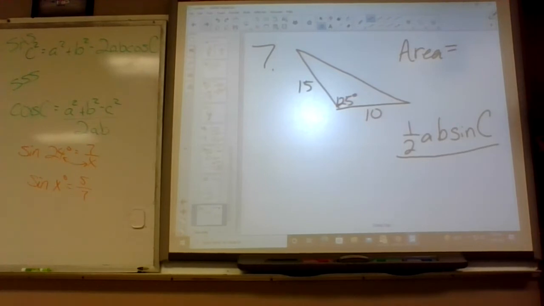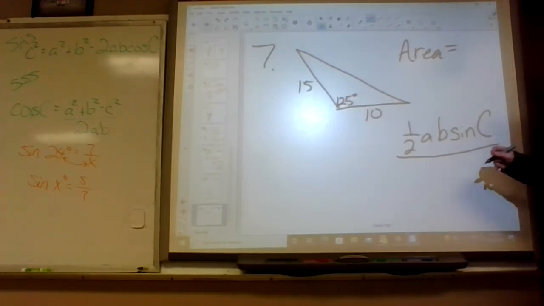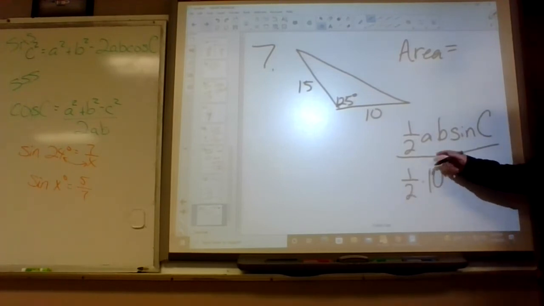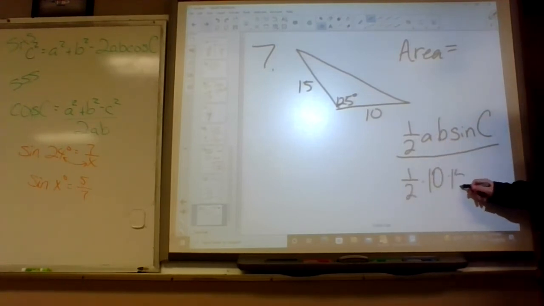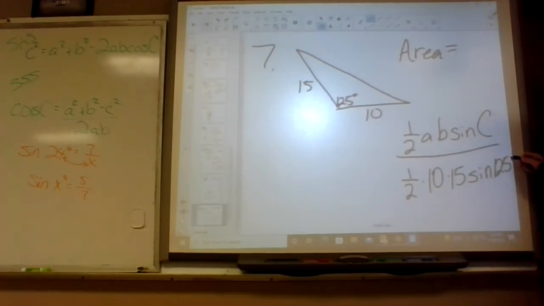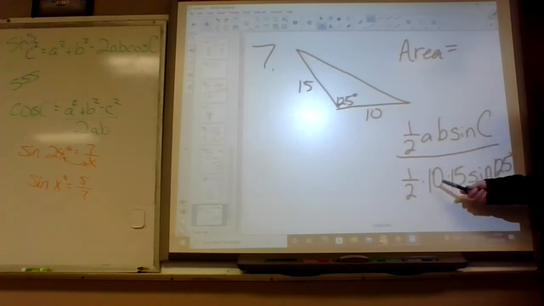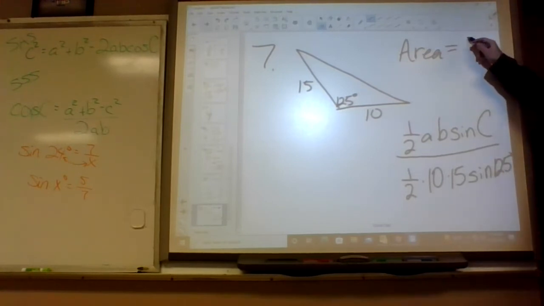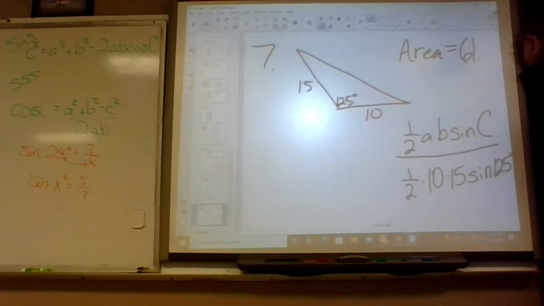Want to see some speed? One half times A and B. Little a and little b are the sides, it doesn't really matter which. Big C is the angle. I just plugged all that in. 61.4? 61.4. Yes, sir.